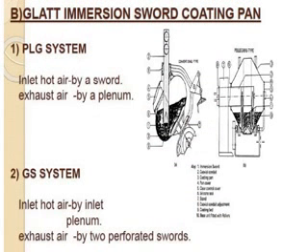This is the Glatt immersion sword coating pan. See here, a PLC system is there. Inlet hot air is given by the sword system, or this tube is called the sword, and exhaust air is returned by the plenum. Then another system is called the GS system. Inlet hot air is given by the plenum, and exhaust hot air is removed by the perforated sword. It is just opposite to each other. These are the diagrams of both the pans.